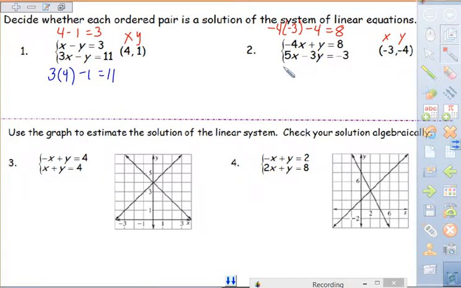Checking the ordered pair for the second equation, 5 times negative 3 is negative 15, minus 3 times negative 4. So that was a negative 15, and then negative times negative will be plus 12, which does give us negative 3. So decide whether the ordered pair is a solution. Number 1 is yes, and number 2 is also yes.